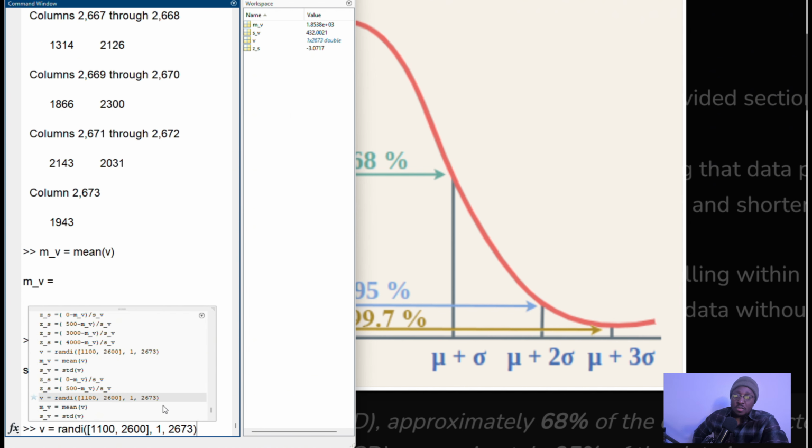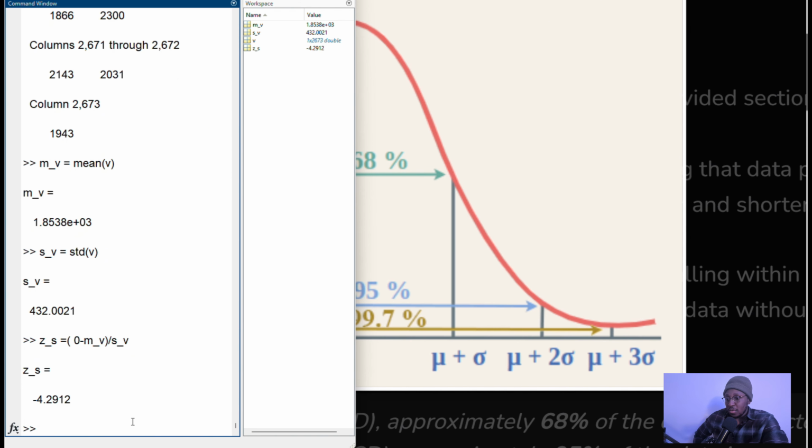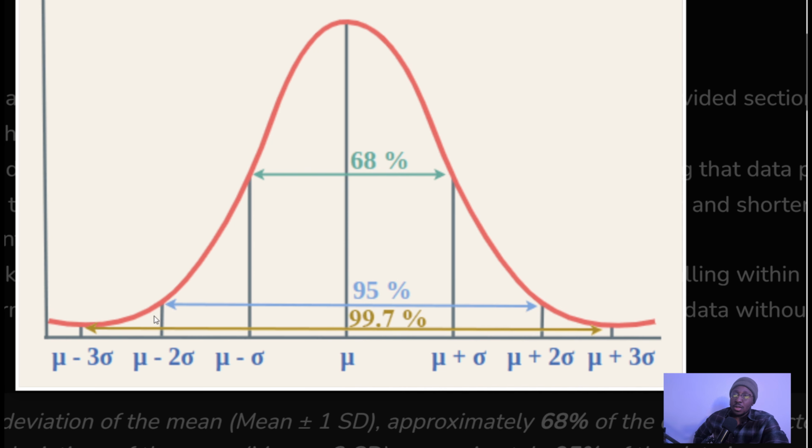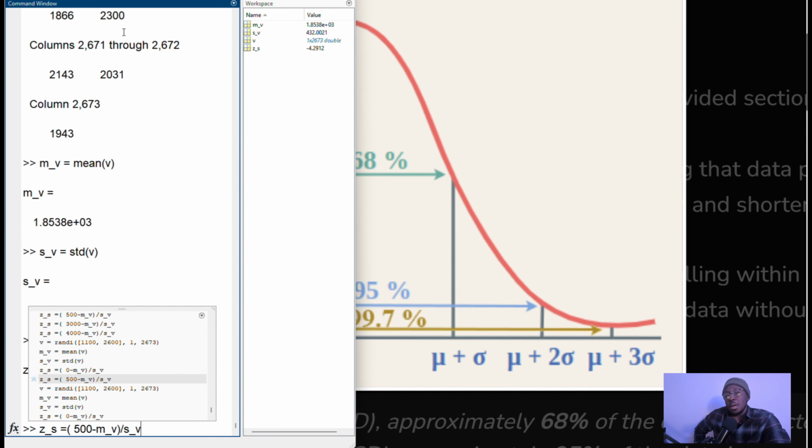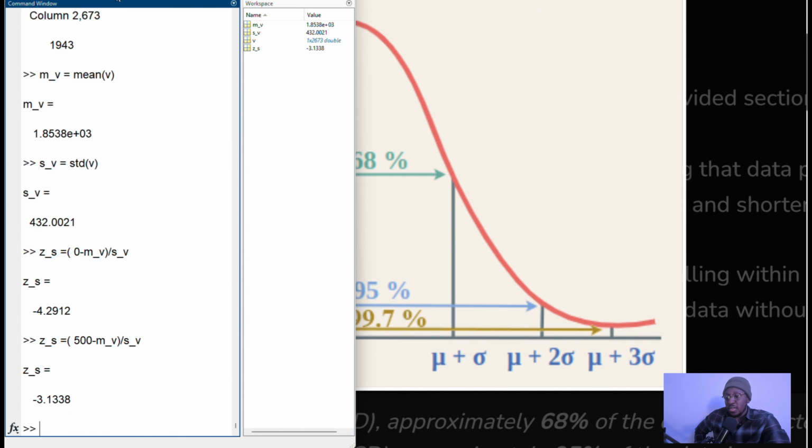So now the z-score, if I have a zero value in my vector, is going to be this negative 4 something. If I look back at the Gaussian distribution curve, we are after this point. If mu is 0 and sigma is 1, that is negative 3, so negative 4 is going to be after negative 3. So it's extreme, right? And that makes sense. It's 0 compared to 1100 and 2600. I think it's extreme. But if I want to see the same thing with 500, now it's negative 3.